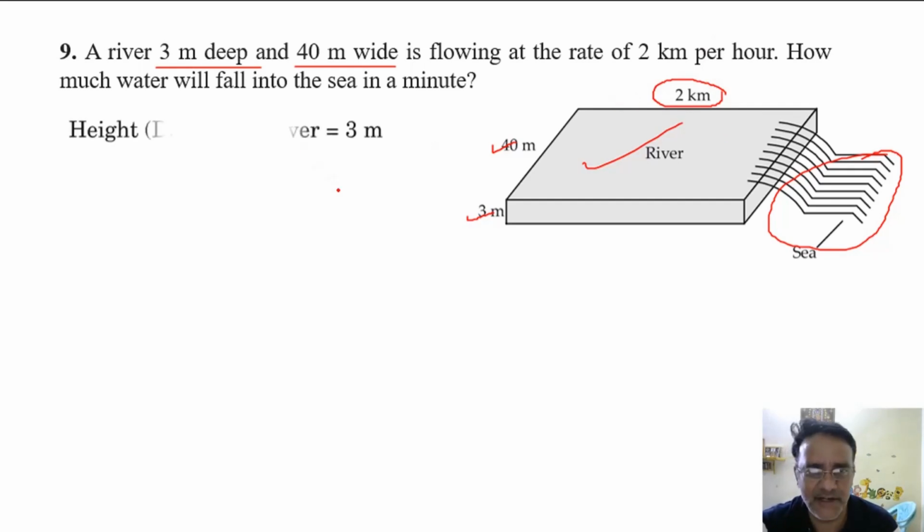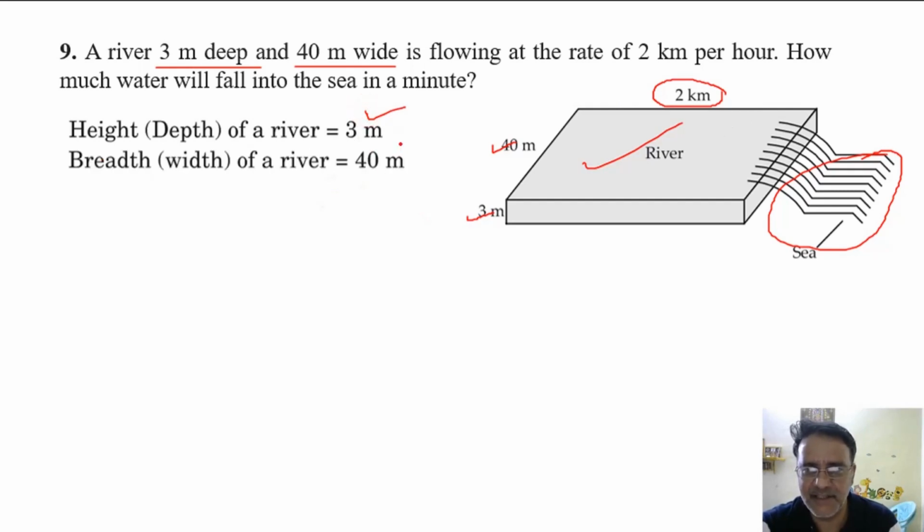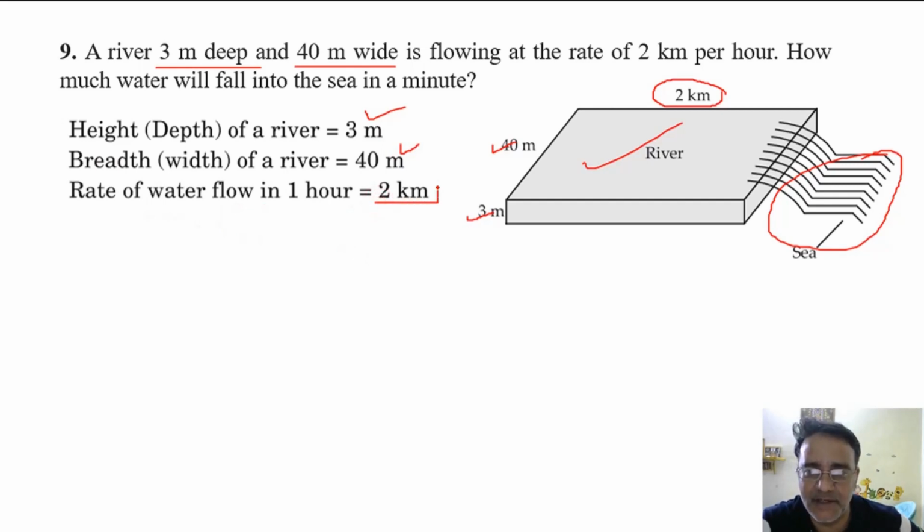Okay, so let us start with the height. Depth 3 meter, breadth is given 40 meter. Now see, the rate of water flow in 1 hour is given as 2 kilometer. How will you convert 2 kilometer into meter? By multiplying it by 1000. So how much are you getting? 2000 meter, right? So in 1 hour the rate of flow is 2000.